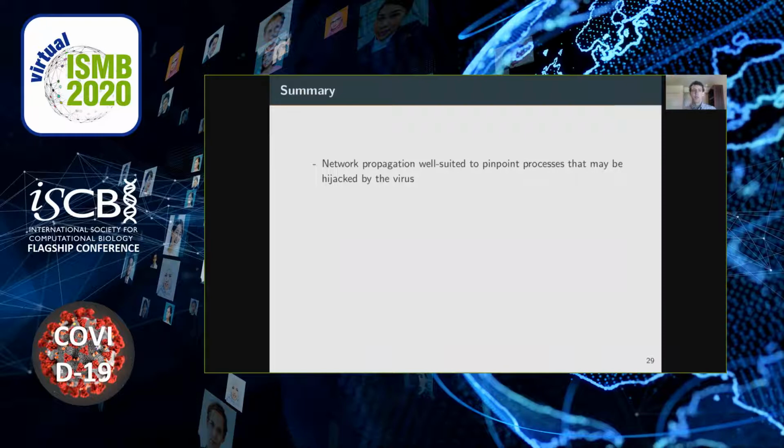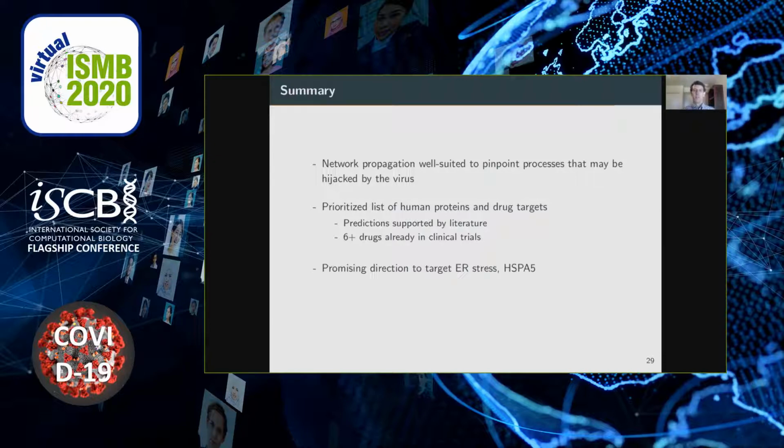In summary, we have found network propagation techniques to be well suited to pinpoint processes that may be hijacked by the virus. We provide a prioritized list of human proteins, which are supported by the literature, and drug targets, of which at least 6 are already in clinical trials. We described a promising direction to target ER stress and HSPA5 specifically. And lastly, in our preprint, we found similarly exciting results for tubulins and cilium assembly.